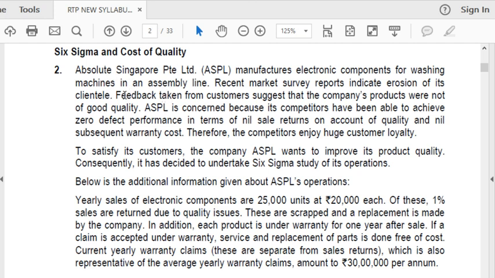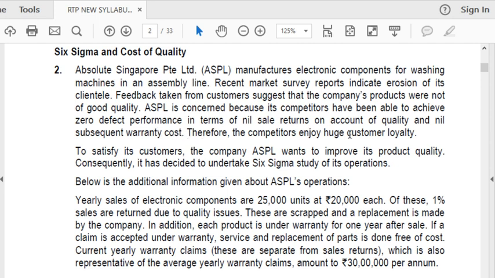So what is this? Absolute Singapore Limited manufactures electronic components for washing machines in an assembly line. Recent market survey reports indicate erosion of its clientele. Feedback taken from customers suggests that the company's products were not of good quality. ASPL is concerned because its competitors have been able to achieve zero defect performance in terms of nil sale returns on account of quality and nil subsequent warranty cost. Okay, subsequent warranty cost.